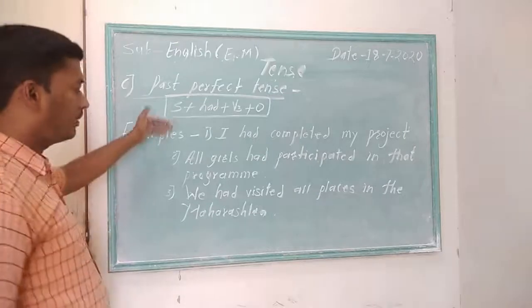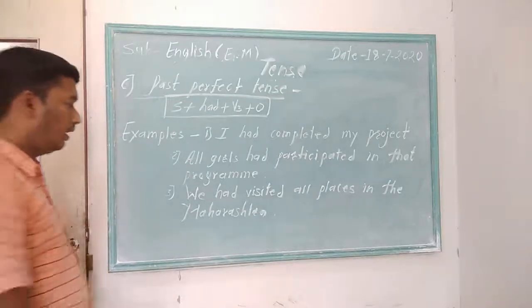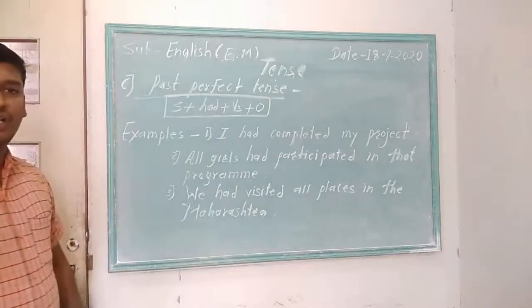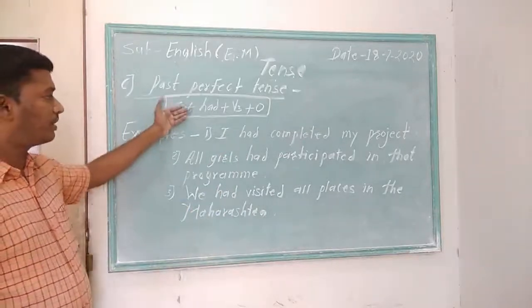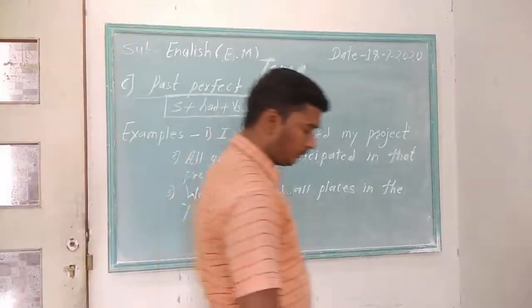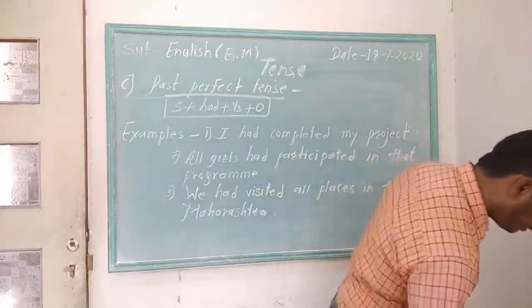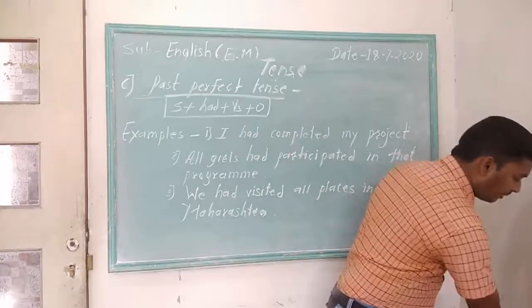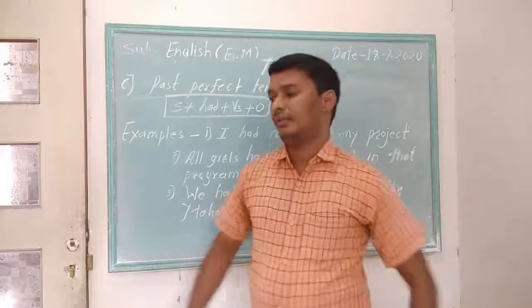Write fast all examples, and you have to write 4 examples of past perfect tense with the help of this structure and given information. Here past perfect tense has been completed.